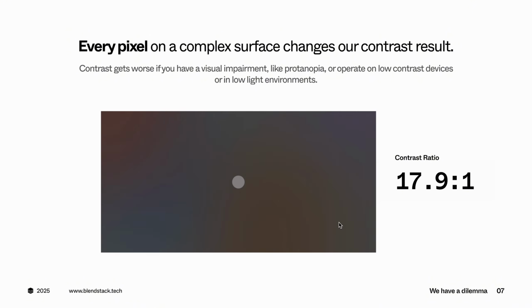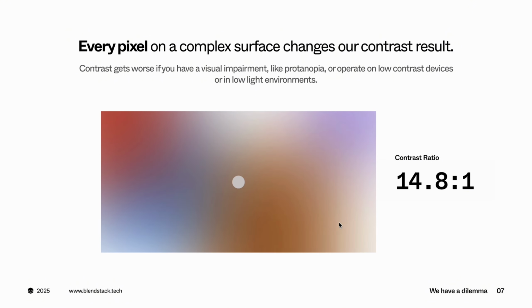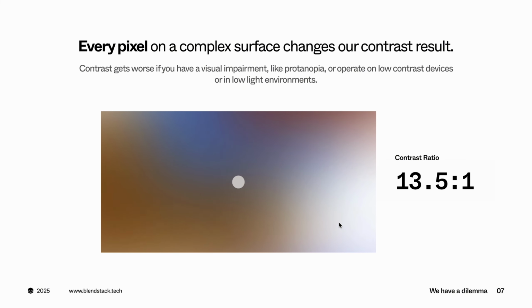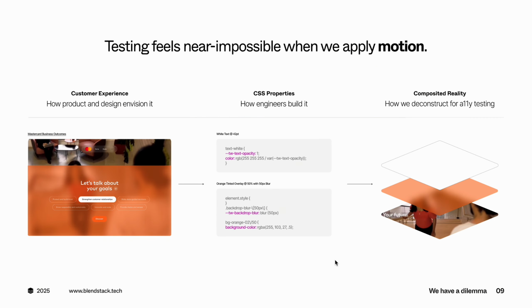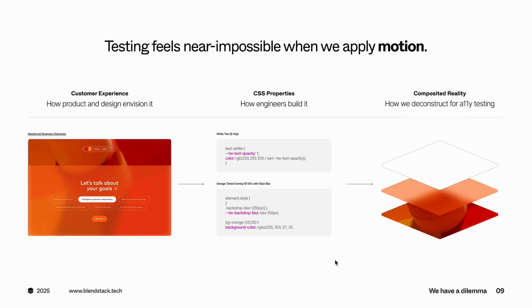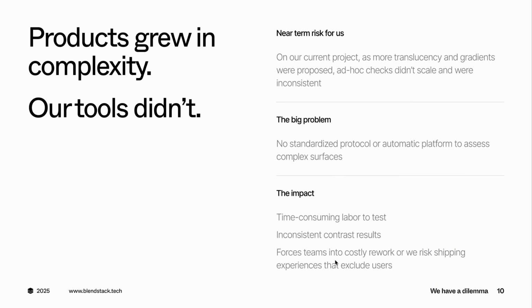However, the moment you introduce any sort of complexity, if you put a piece of text or an icon or a button on top of a gradient or an image or a video, you'll get different contrast ratios over the entire surface, which makes it hard to measure. And when you introduce motion, this problem gets compounded. So as we saw, testing is really difficult on complex surfaces like images and those that contain motion. And look, our products have just grown in complexity. It's 2025, but our tools haven't.